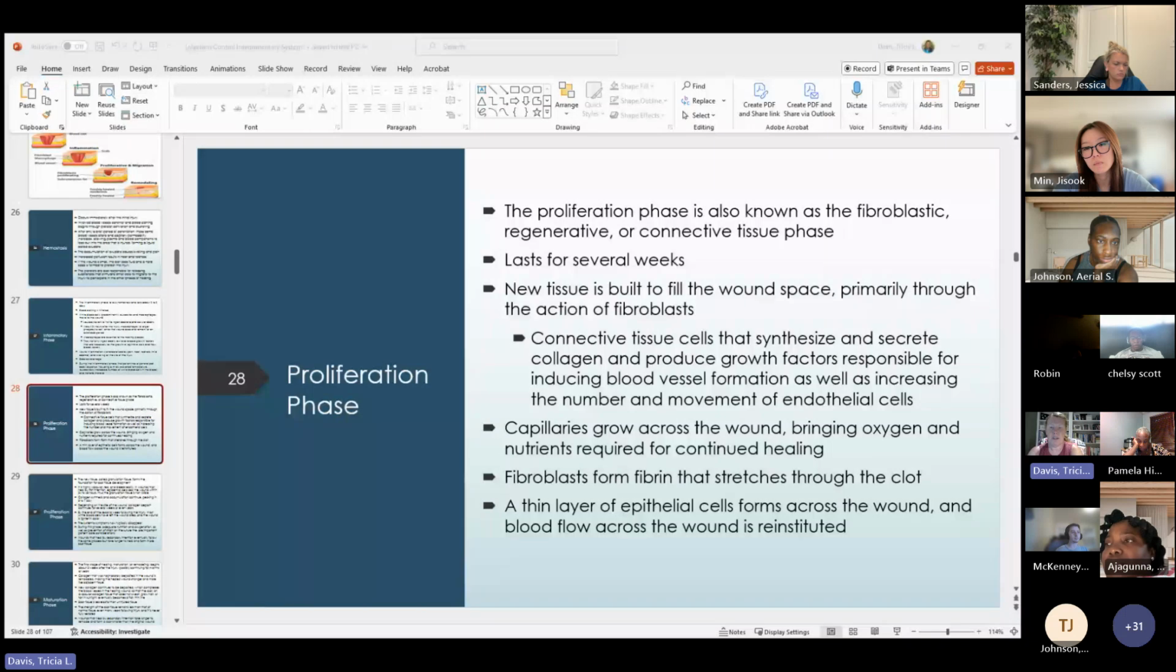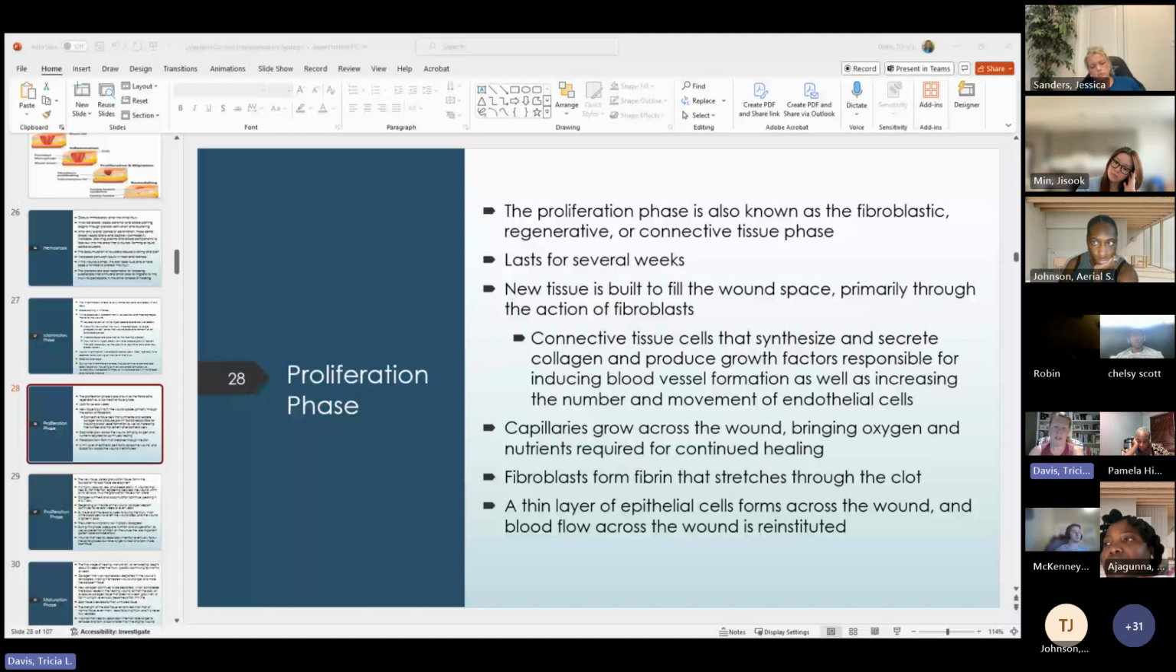These connective tissues synthesize and secrete collagen. Again, not something that we would see happen very quickly in older adults because they don't have a lot of collagen. They also help produce all of these growth factors that will help with our blood vessel formation, and then increase the movement of those endothelial cells. The capillaries in the body will then grow across that wound. Once we get more capillaries across that wound, we're going to get more oxygen and nutrients, which is going to speed up that healing process.